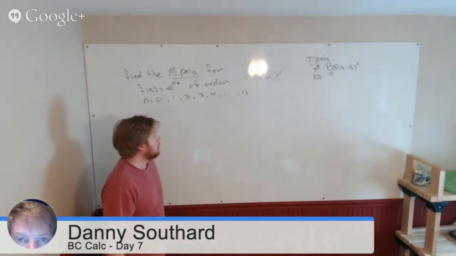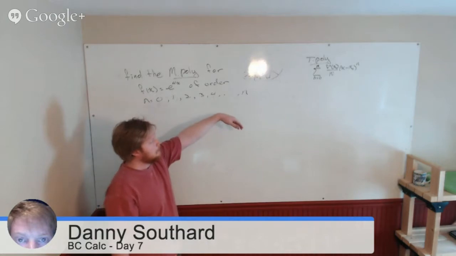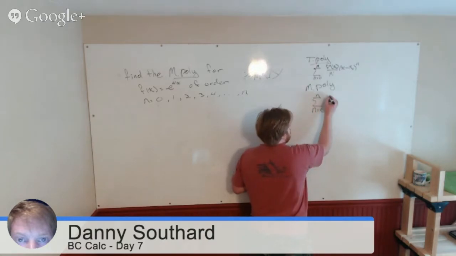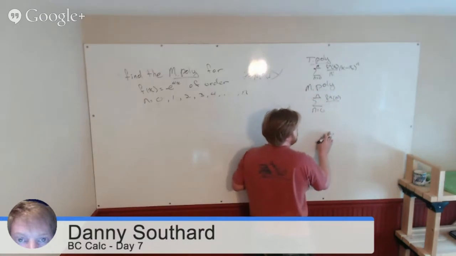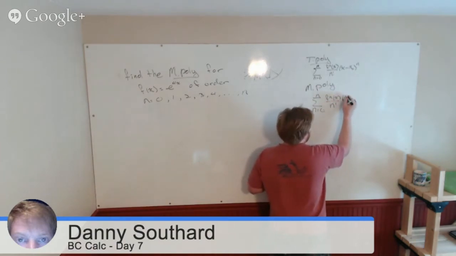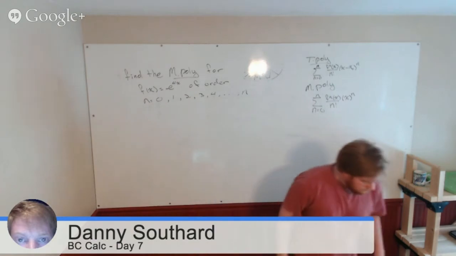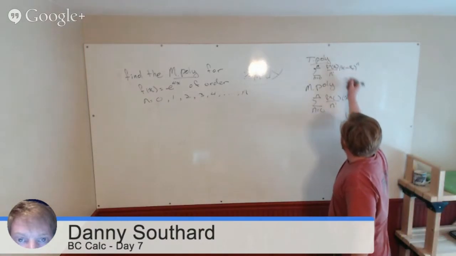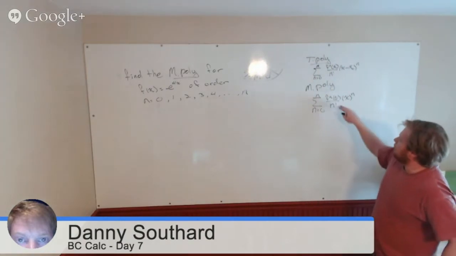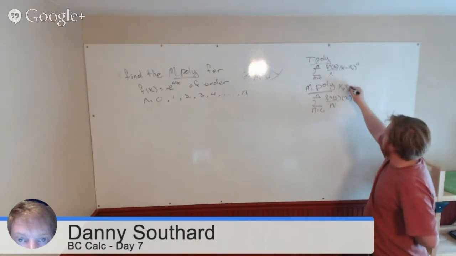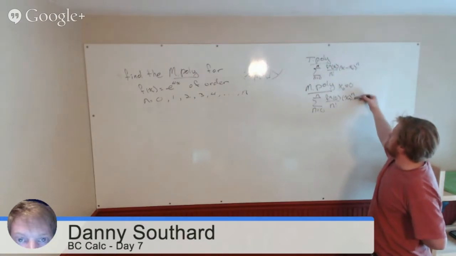There's our formula for the Taylor polynomial. And we said the Maclaurin polynomial is a special kind of Taylor polynomial where x sub 0 is 0. So the formula for a Maclaurin polynomial is just like the formula for the Taylor polynomial, except x sub 0 equals 0. So I plugged in 0 here. x minus 0 is just x.